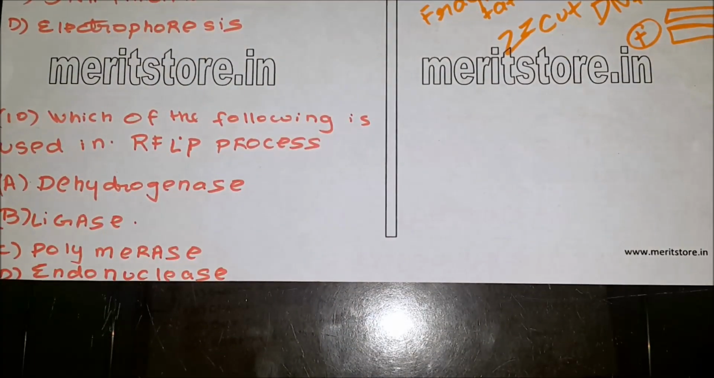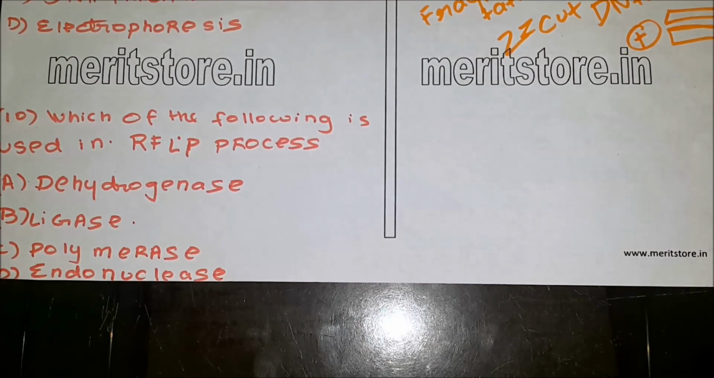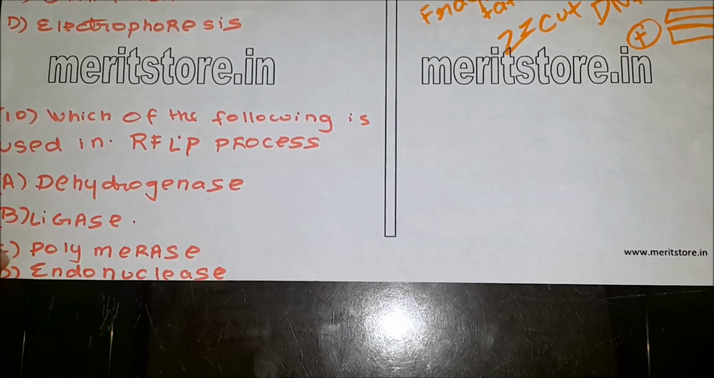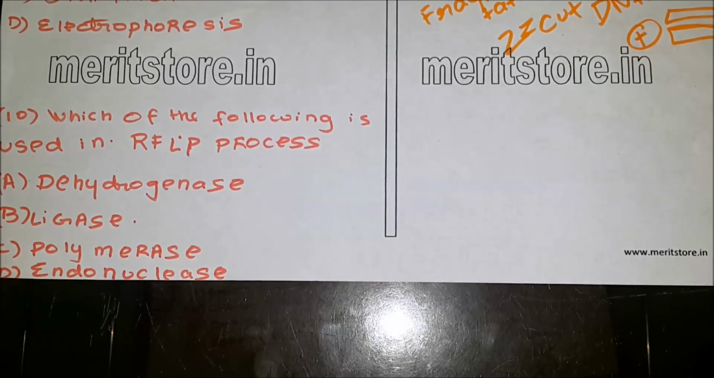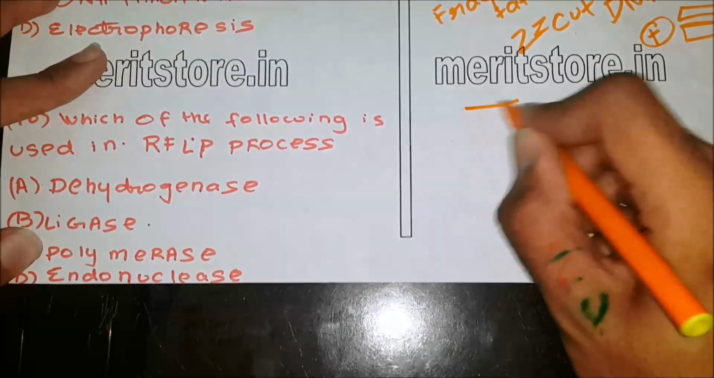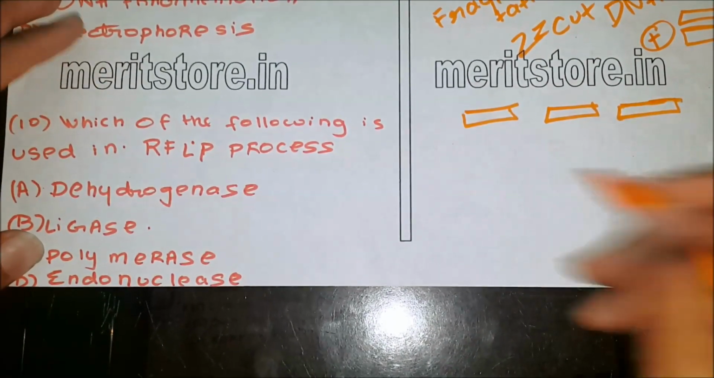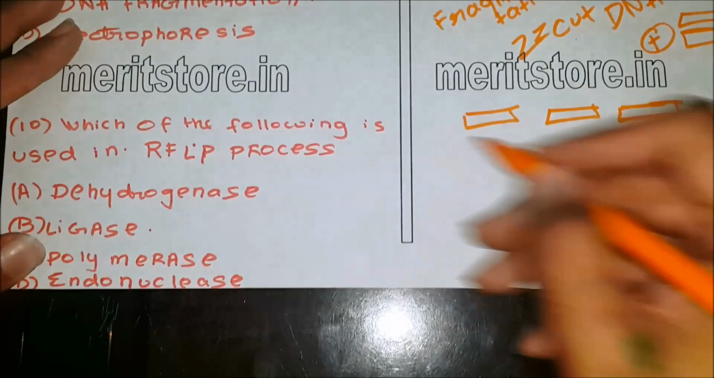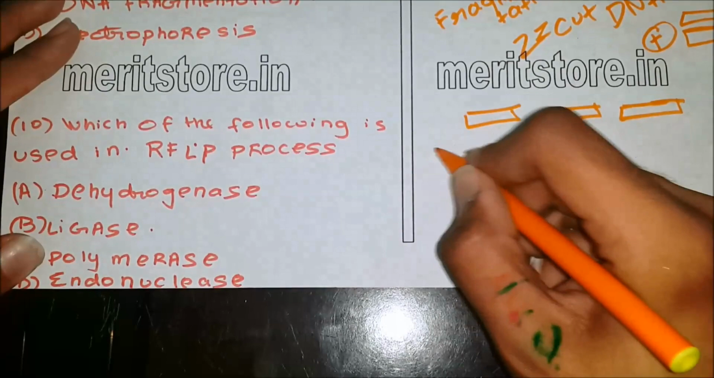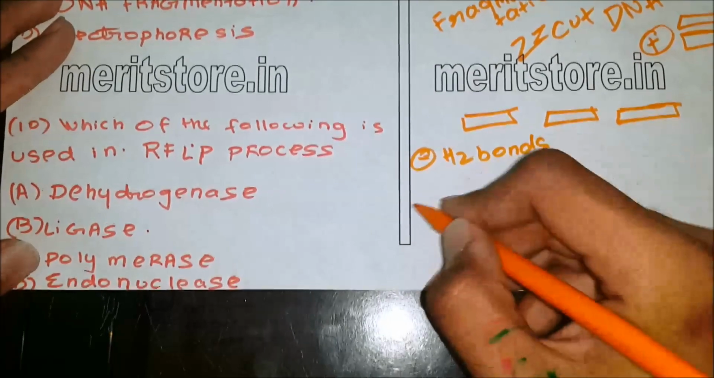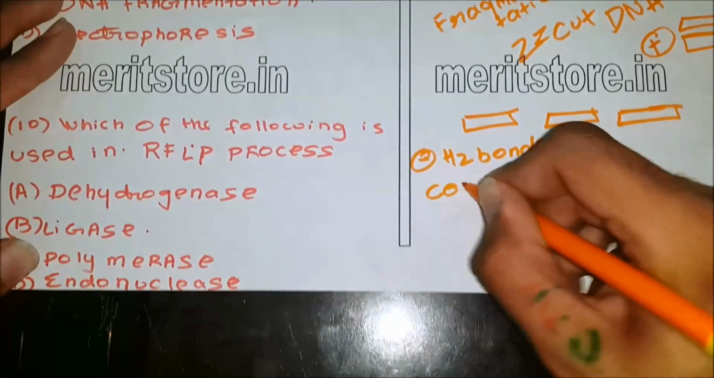Moving on to the next MCQ, which of the following is used in RFLP process? RFLP is restriction fragment length polymorphism. Our options are dehydrogenase, B. ligase, C. Polymerase, and D. endonuclease. The DNA fragments that we just obtained after fragmentation is subjected to this process RFLP. Now dehydrogenases are used to remove the hydrogen bonds. Ligase is used to covalently link.